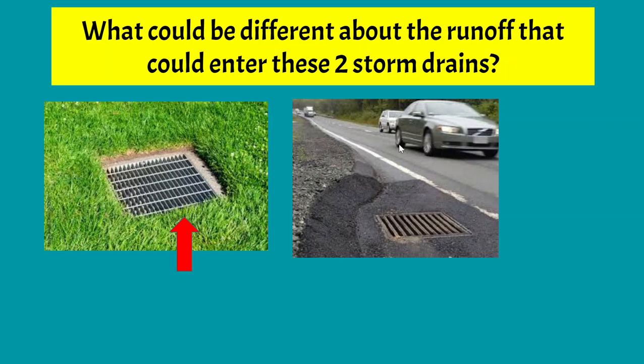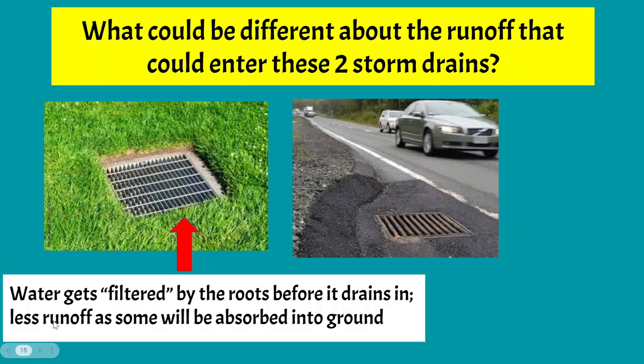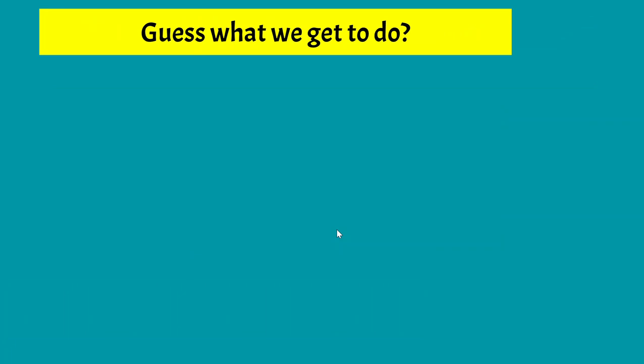This water that's running straight off of the road, it's not being filtered by anything. So any oils that are caught up in it, or any litter, or any nutrients, anything that's in that water is going to go straight into our storm drain. So water gets filtered by the roots of the grass or other plants before it drains into this storm system over here, this storm drain system. And a lot of times there's less runoff because some of the runoff is being absorbed by the ground.